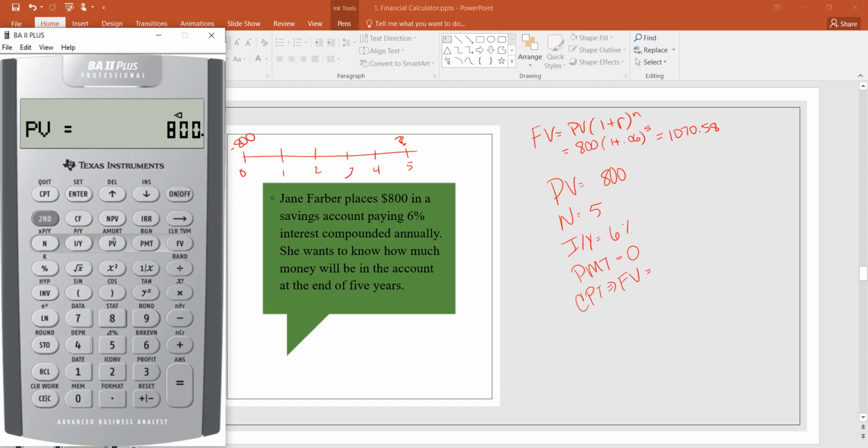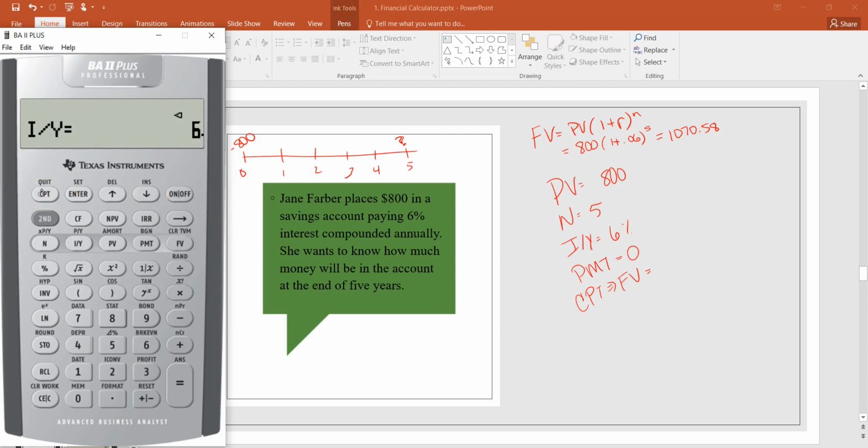800 for present value. 5 years. The payment is 0. Now your I/Y is 6%. Your financial calculator is nice because it assumes that it's a percentage, so you put in whole number percents. So 6% in your time value of money is just entered as a 6. So 6 in I/Y.